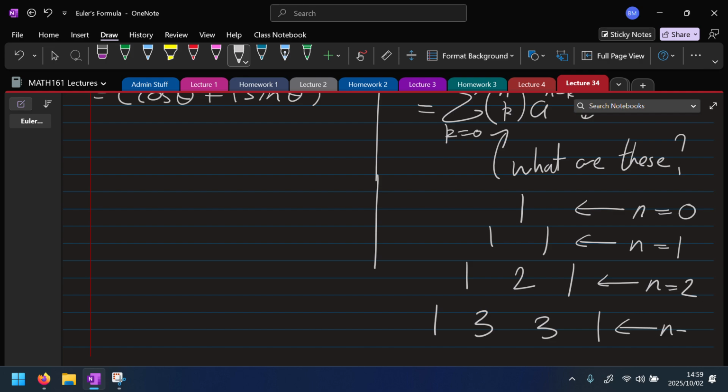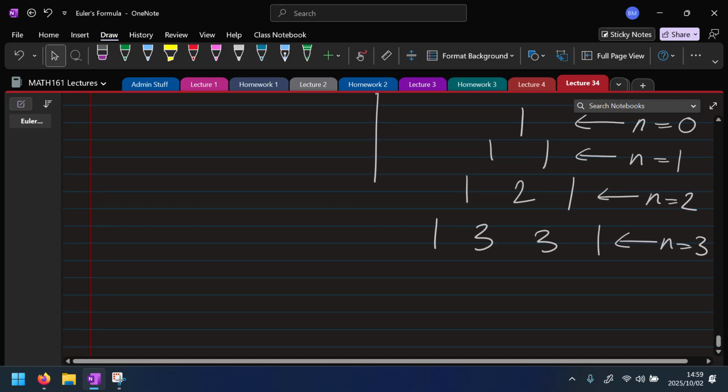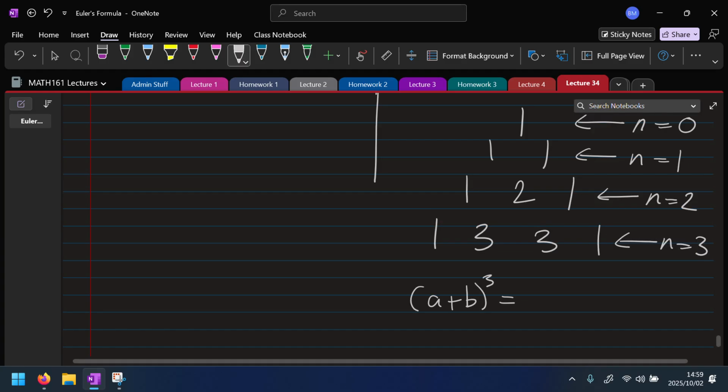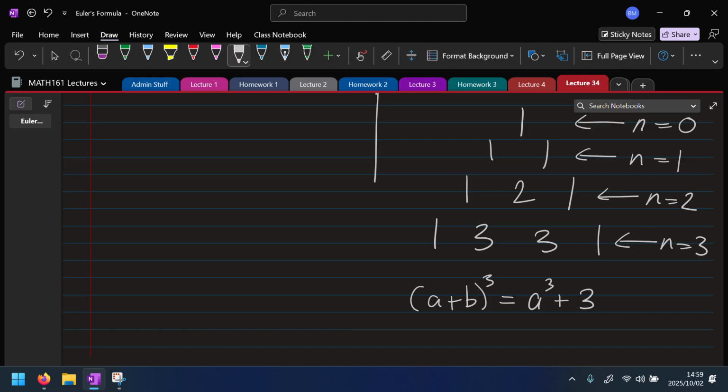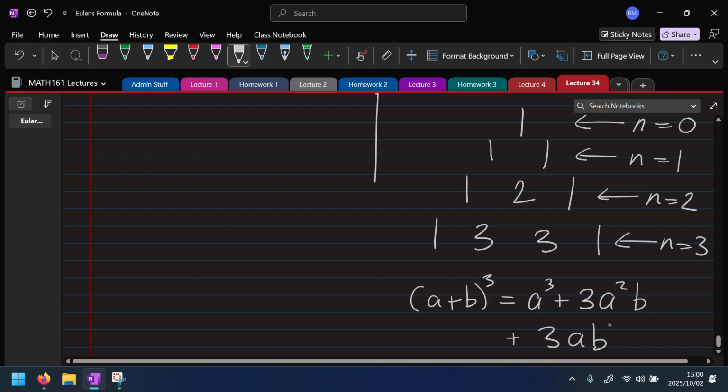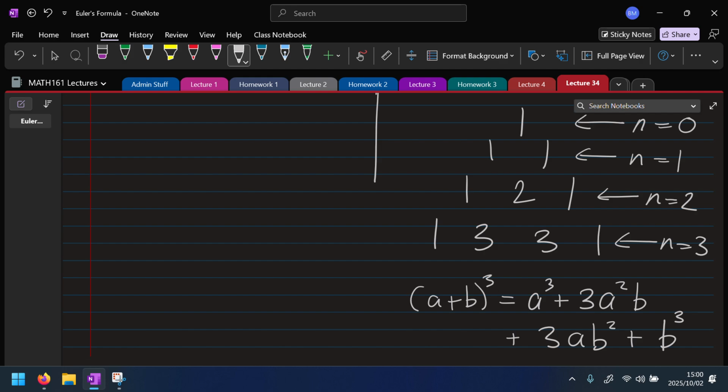And then the next one is when n is 3. So if I have (a plus b) cubed, how does that work? It's going to be 1 times a cubed, plus 3, that's the next one, a squared b. The next one's also 3, so 3 ab squared. And then the last one is 1, so it's 1 times b cubed. So that's the binomial theorem, that's Pascal's triangle. You work on that yourself.